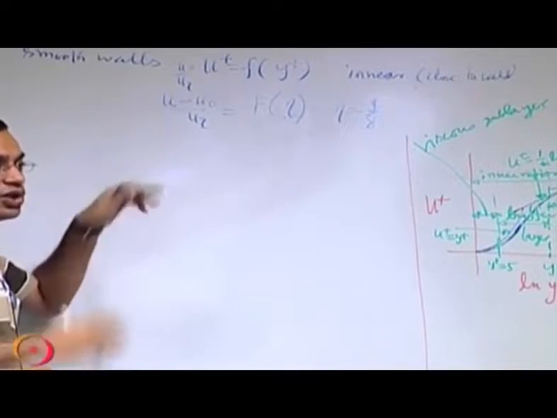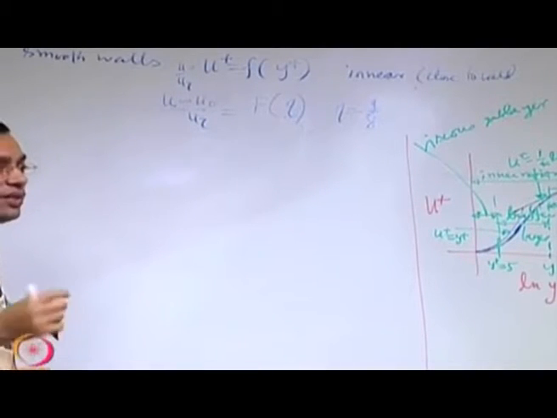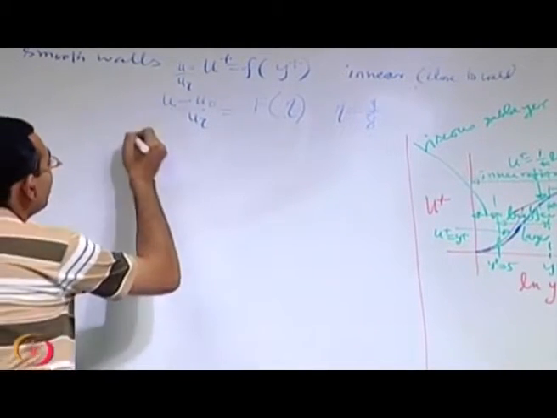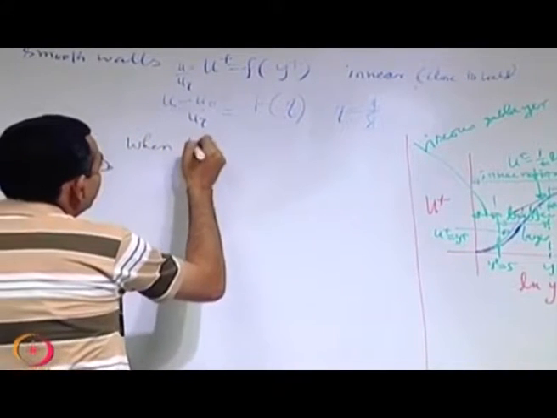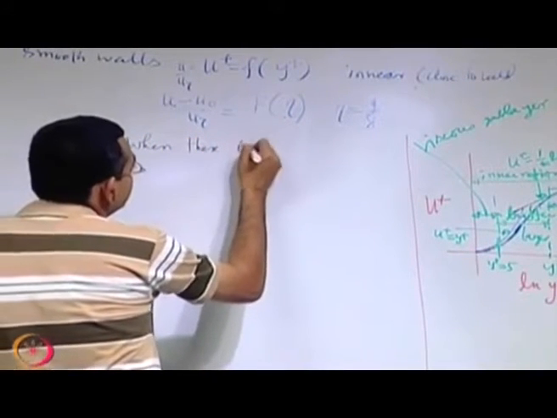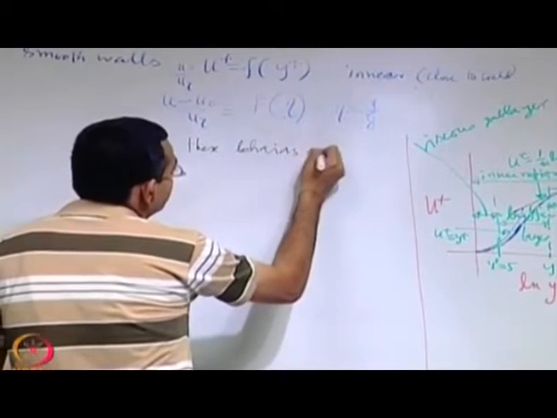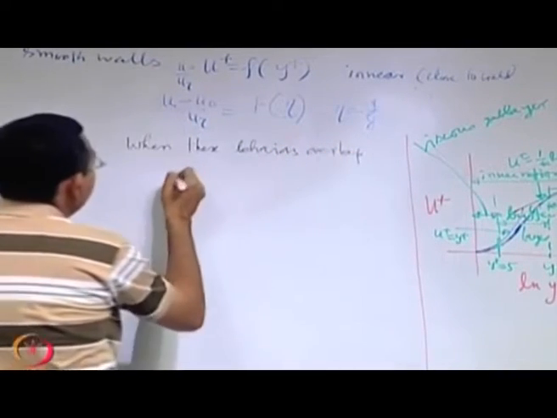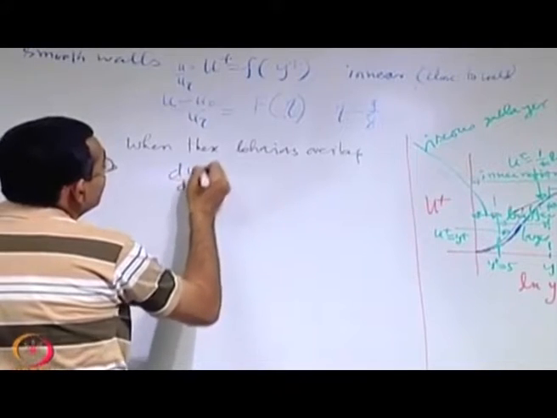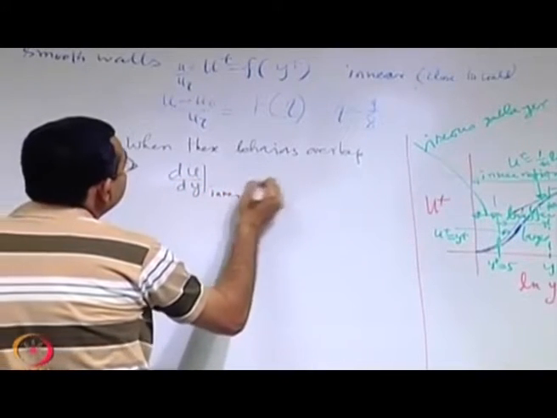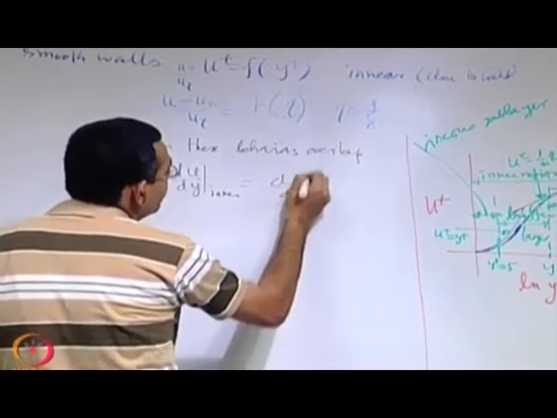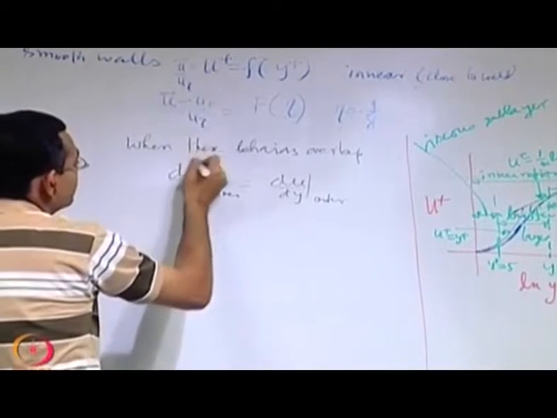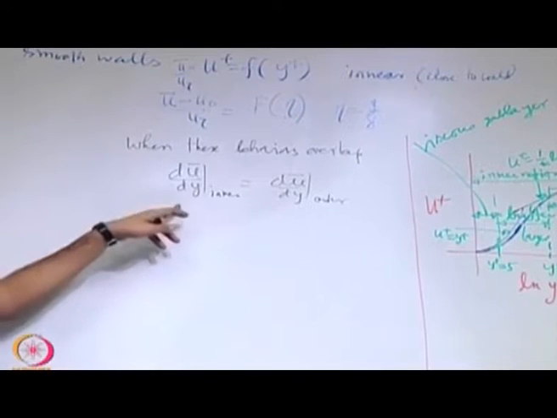Not only that, for smooth transition their derivatives also should give the same behavior. That means when these behaviors overlap, you have du dy from the inner equal to du dy from the outer. When we say u, these are all u bar, u average, that we have to keep in mind. So what is du dy inner?